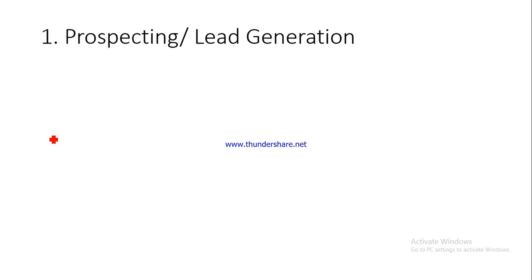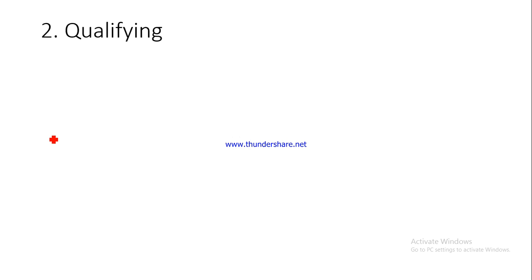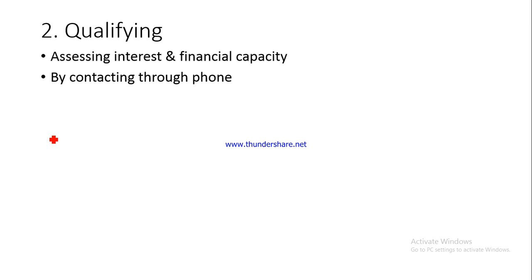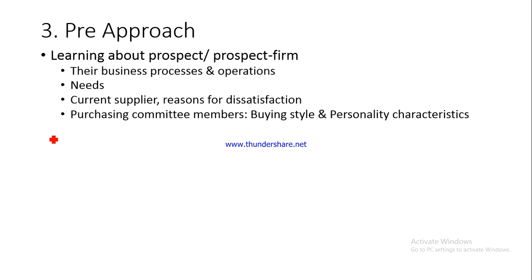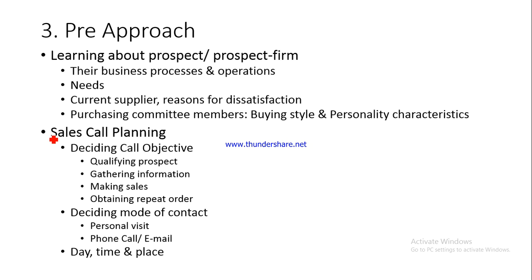We have already discussed the first step, which is about prospecting or generating leads. Then we had talked about qualifying the leads generated in the first step into hot, warm and cold. And then we talked about pre-approach, which is nothing but obtaining information about the prospect and planning the sales visit to that particular prospect. So this was what pre-approach is. And once you are through with pre-approach, you would have decided your call objective and the mode of contact as per the convenience of the prospect.